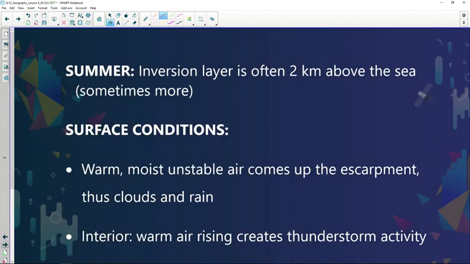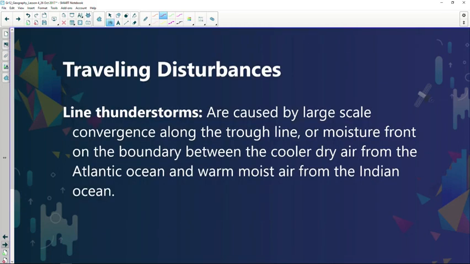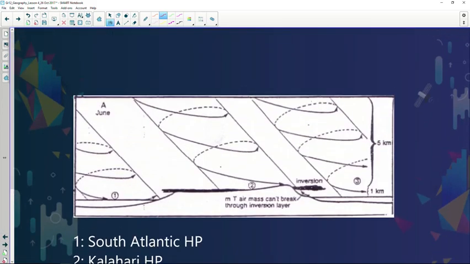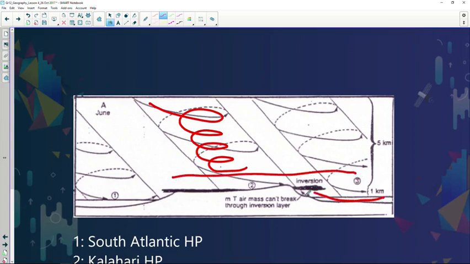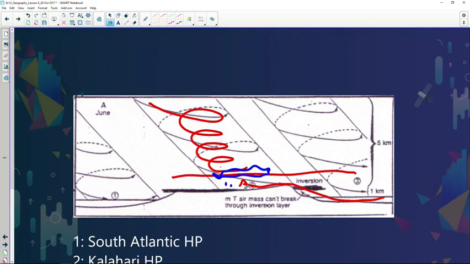And if we look at what happens during summer, as you can see, now this is also June. Let me just try and find during summer. See, it's the same diagram. What happens during summer? The subsidence is much weaker. This inversion layer is over there. So that means this warm, moist air may reach the interior. It will eventually rise, it will cool, and it will create rainfall.